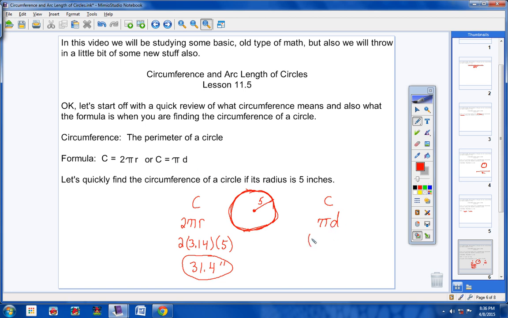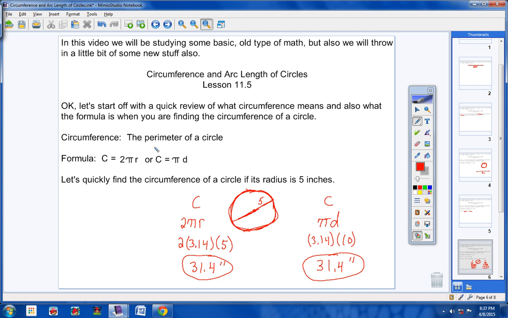So for pi, I'm going to put 3.14. And for d, I'm going to put what? Well, if your radius is 5, then your whole diameter all the way across is 10. So 3.14 times 10 also gives you 31.4 inches, okay? So either one of these two formulas work.